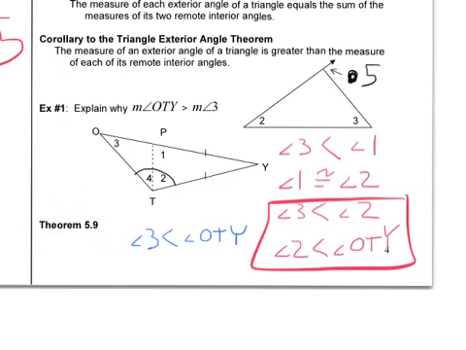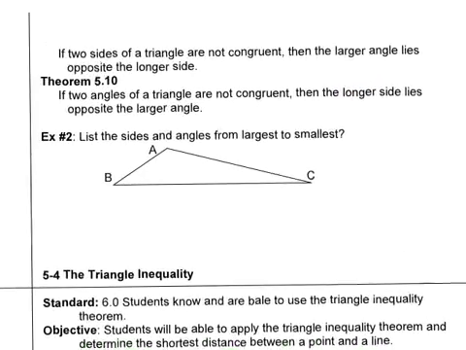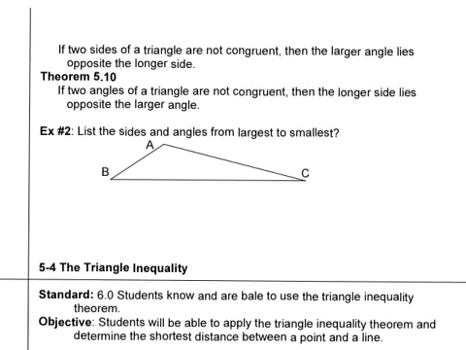Alright, next page is theorem 5.9. Let's take a look at it. It says if two sides of a triangle are not congruent, then the larger angle lies opposite the larger side. I forgot to hit enter here and put theorem 5.9 right there. And then theorem 5.10 says if two angles of a triangle are not congruent, then the longer side lies opposite the larger angle. So these two are just the reverse of each other.